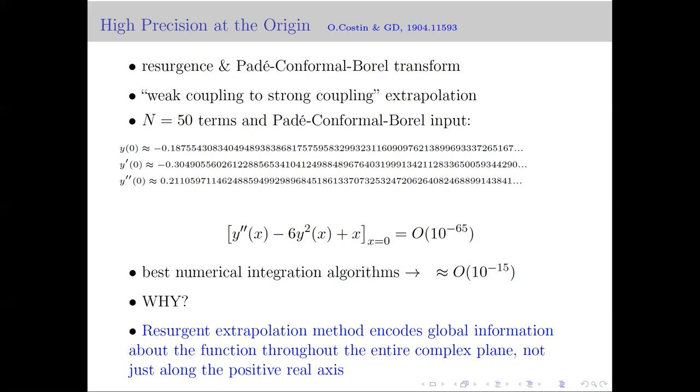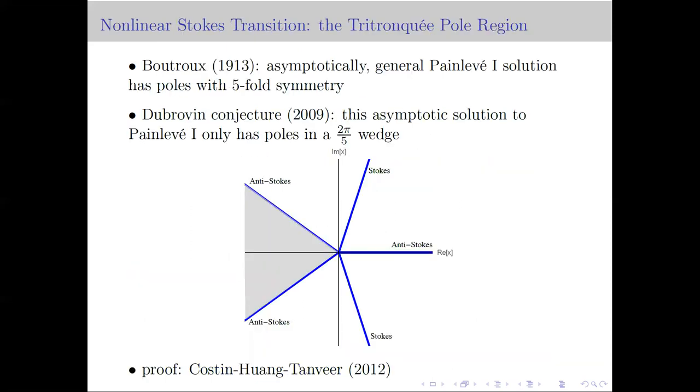So this begs a question, why? Why is it so much better? And the reason is you can develop these extrapolation methods that keep some of this global information built into the structure of the extrapolation. So that's just going along the real axis.